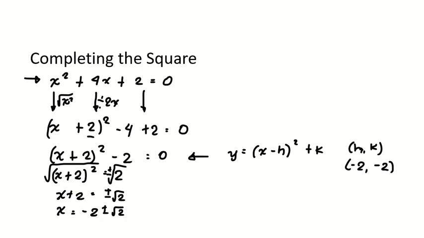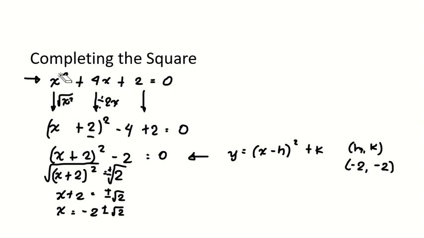Hello, let's continue practicing completing the square. Yesterday I taught you how to do it step by step. This is the exact example I gave you. First we have to get the square root of the first term, divide the second term by 2x, and just copy the third term and simplify everything.